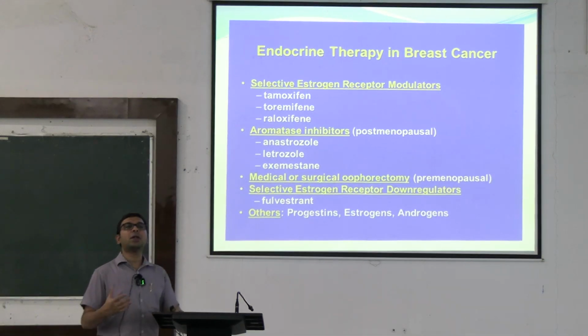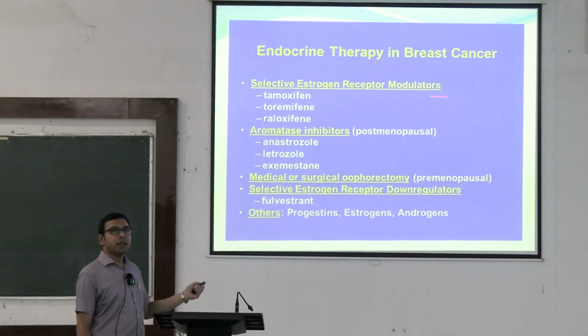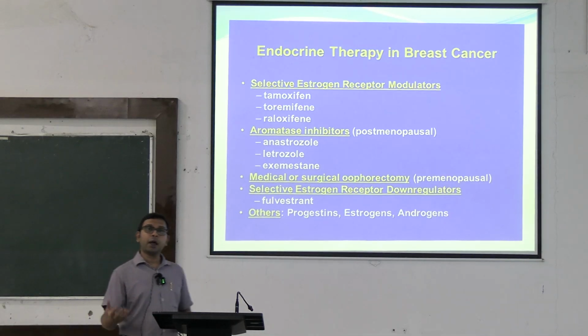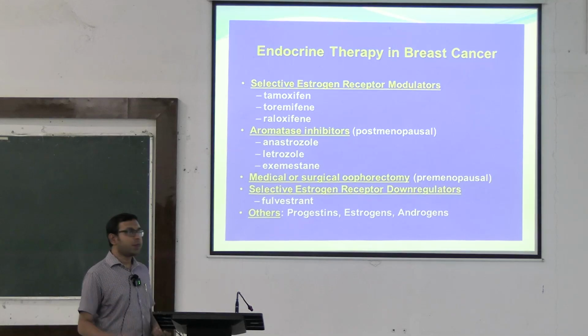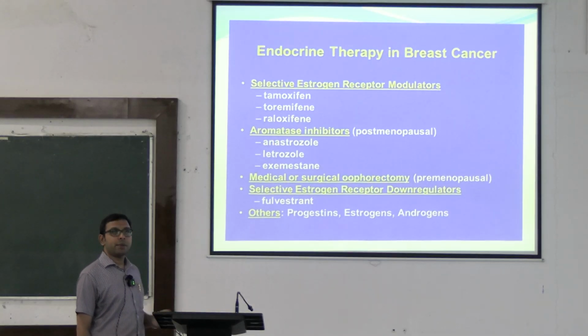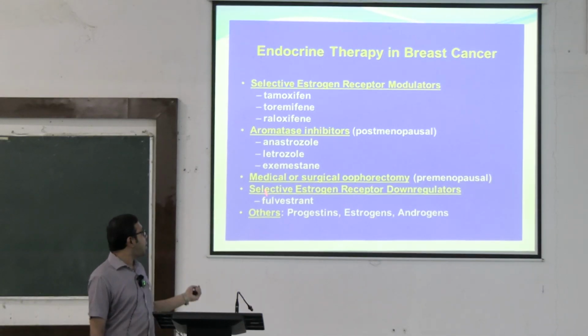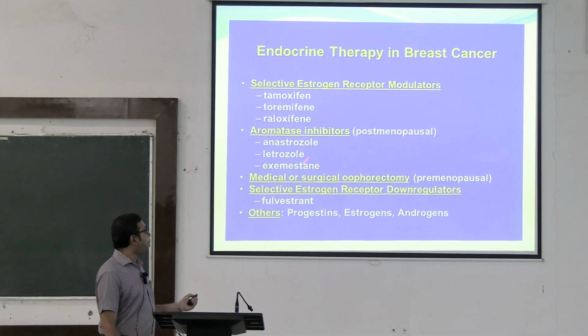So if you are asked what are the drugs that can be used for the management of breast carcinoma, usually the selective estrogen receptor modulators like tamoxifen, clomiphene, and in some cases raloxifene can also be used. Aromatase inhibitors mainly in postmenopausal women: anastrozole, letrozole, and exemestane. Of this, anastrozole and letrozole are the type 2 reversible non-steroidal aromatase inhibitors, and exemestane is the type 1 steroidal and irreversible aromatase inhibitor. Apart from this, we can do medical or surgical oophorectomy.